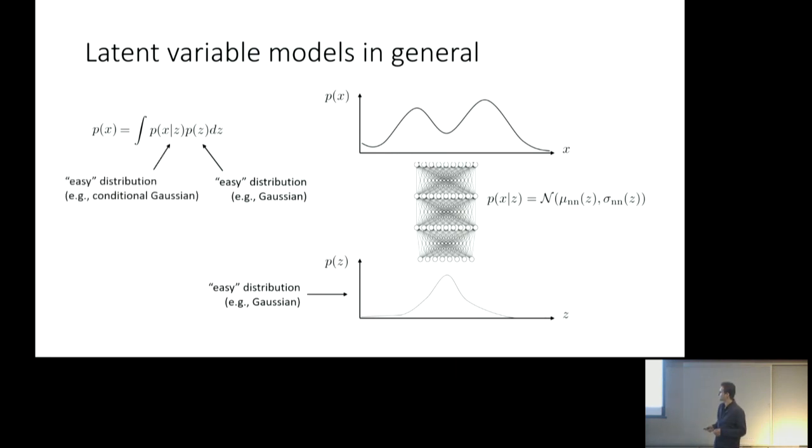P of x given z is also easy in the sense that it's some simple distribution like a Gaussian whose parameters, mean and variance, are given by a neural network. So even though the product of the two might have a really complicated shape, each individual part is relatively simple. The challenge with these models comes from the fact that it's this integral. So you have to integrate out z, and of course z is continuous, so approximating this integral is quite hard.